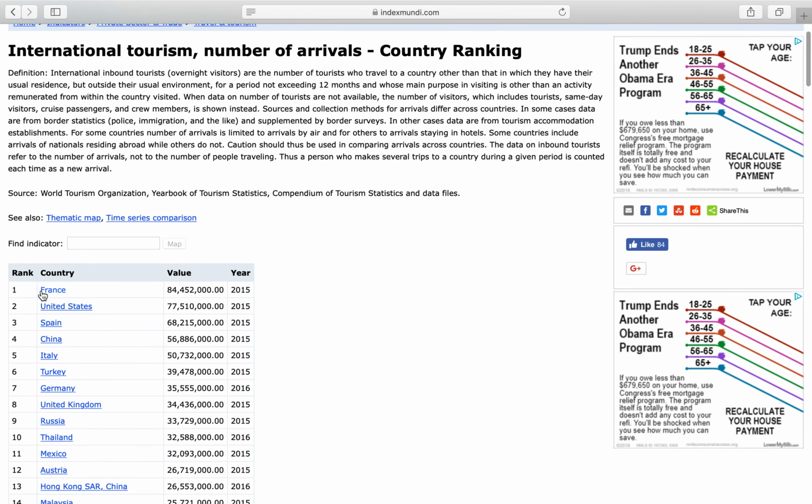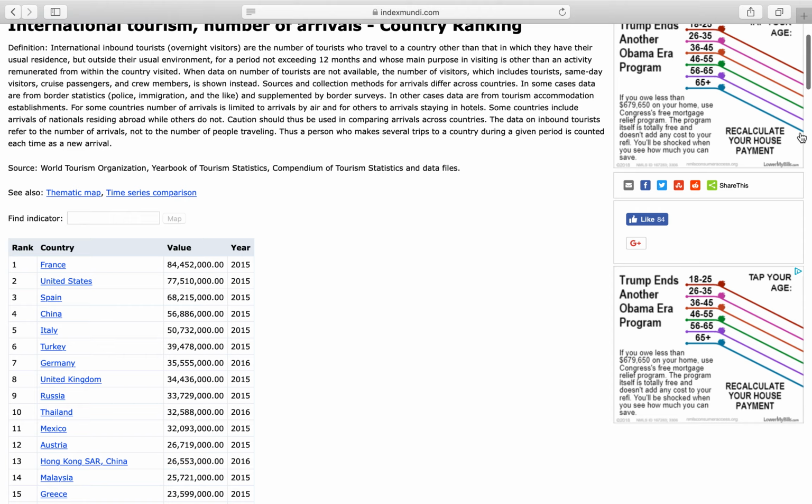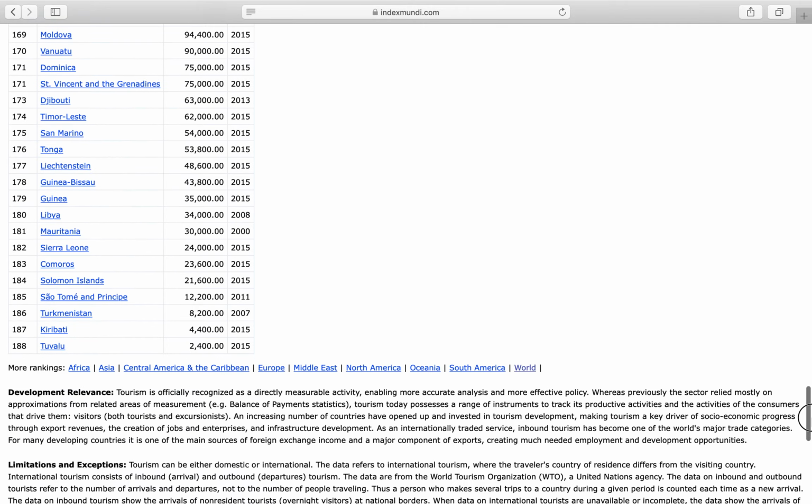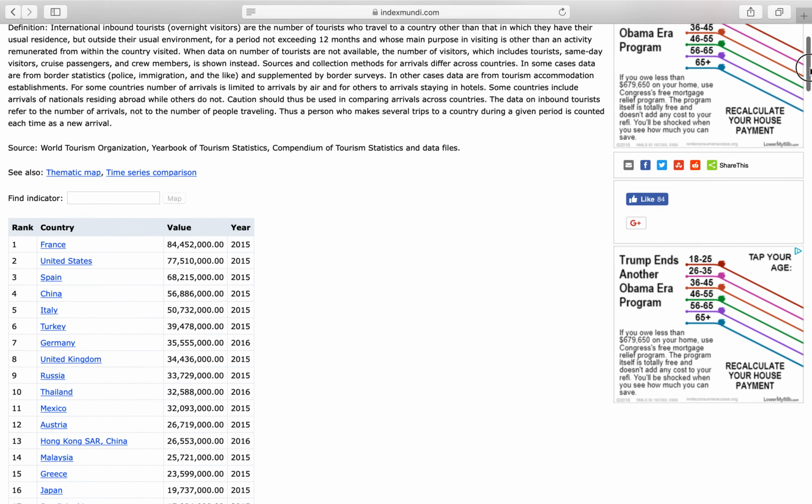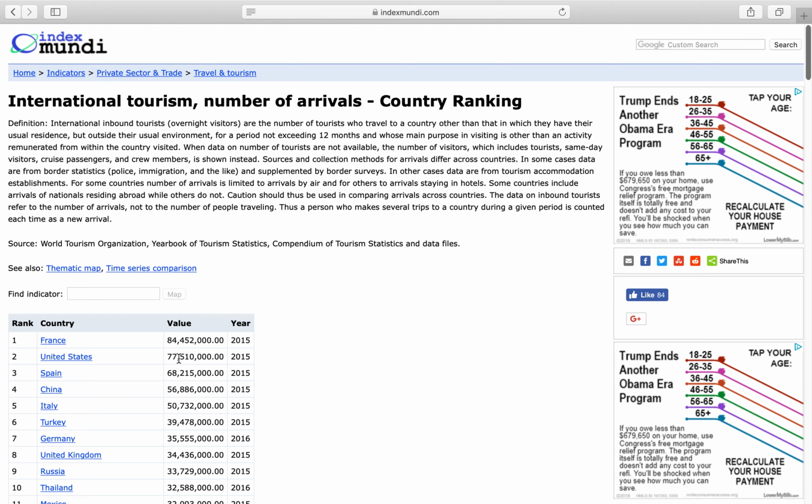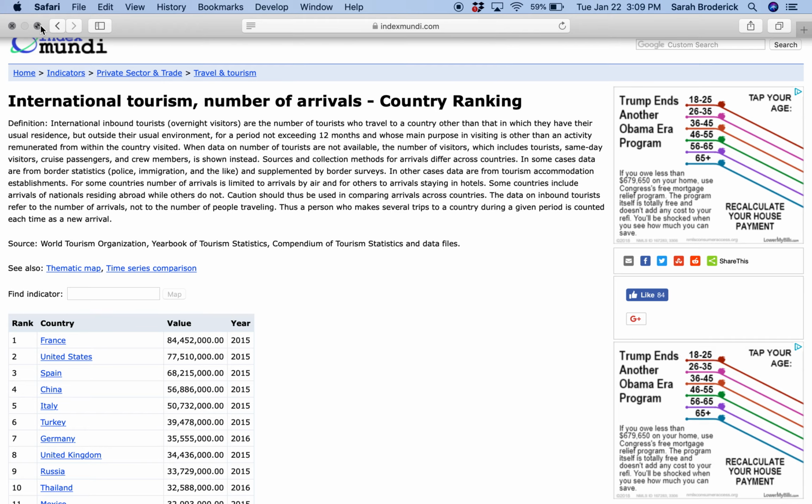I just took the top 10 countries, because there were 188, I think, which is a lot of data to calculate and put in a data set. So I just did the top 10, which include France, United States, Spain, China, Italy, Turkey, Germany, United Kingdom, Russia, and Thailand. So I took their information and I put it into an Excel spreadsheet.